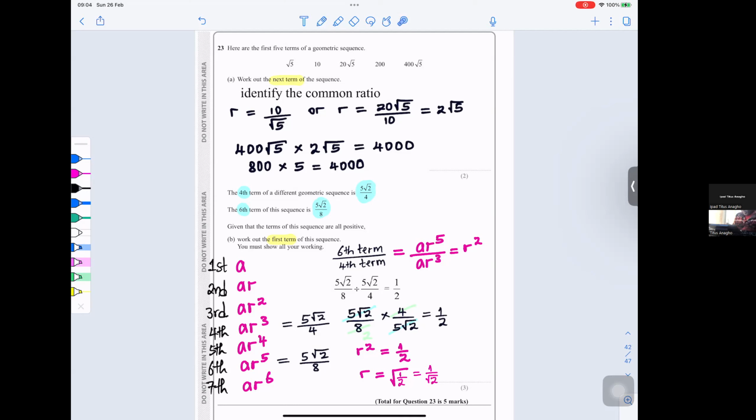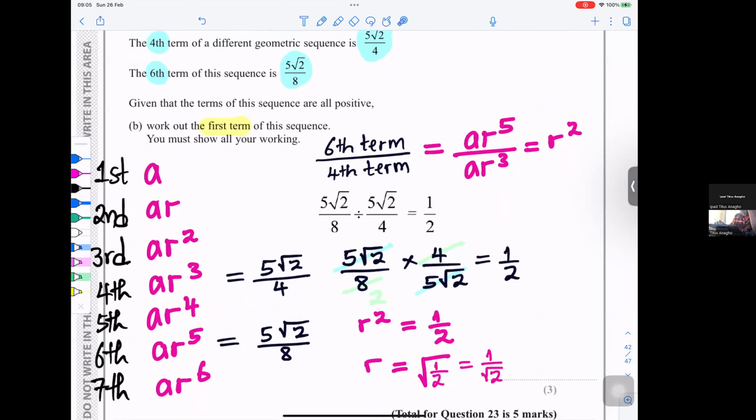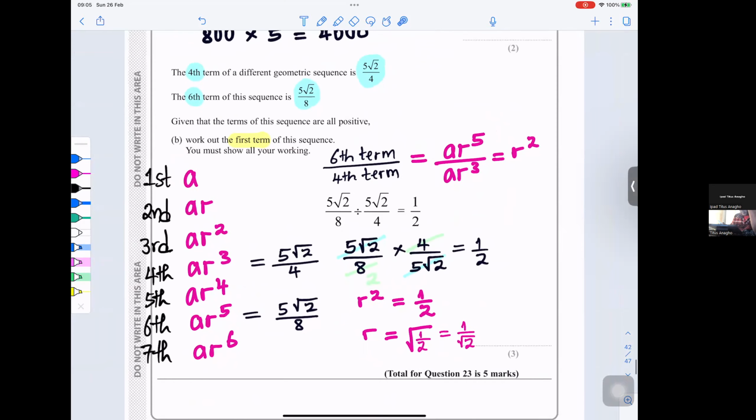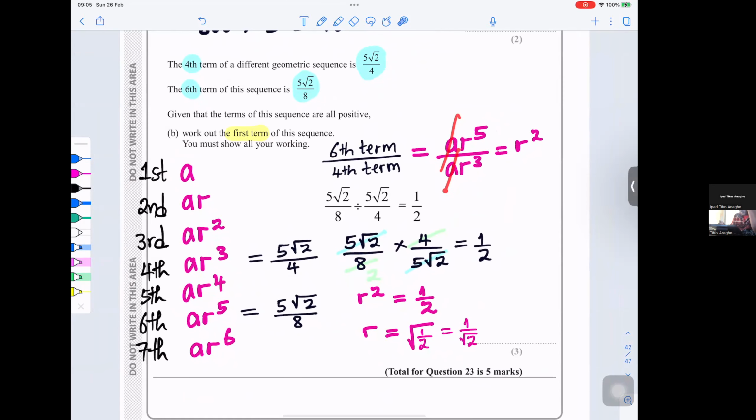If you notice, when it's the third term, the power of R is 2. When it's the fourth, it's 3. When it's the fifth, 4. Now, let's do the ratio. The sixth term divided by the fourth. The sixth one is A R to the 5, divided by the fourth, A R cubed. Very important to watch this because that's where it makes a lot of sense. The A will cancel with each other. 5 take away 3 is 2. So when we divide them, we get R squared.